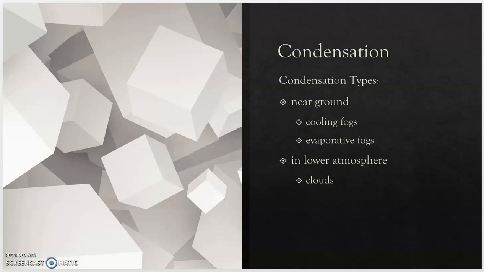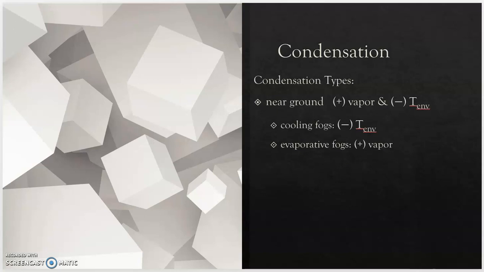So now we're on to our second type of condensation, and this is condensation that is a bit above the ground. It's still near the ground, and it involves fogs, both cooling fogs and evaporative fogs. And both of those types of fogs fit into our discussion of how to get to condensation. We were talking about getting to condensation by adding vapor to our parcel of air, or by reducing the temperature of that parcel of air.